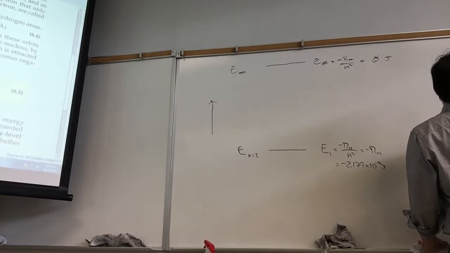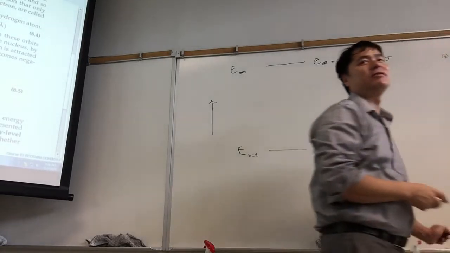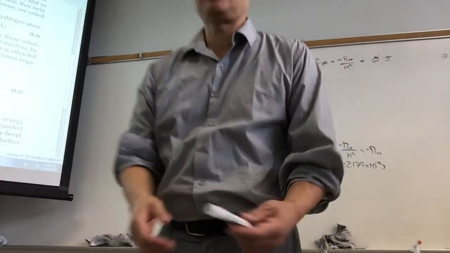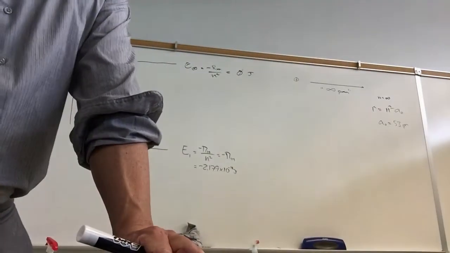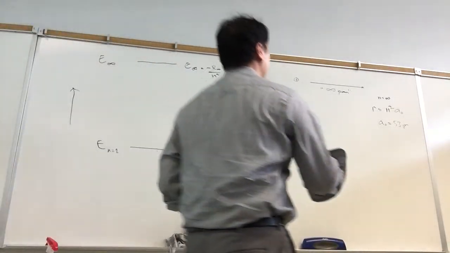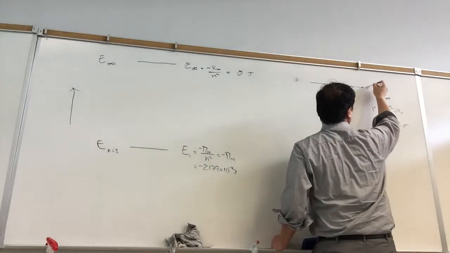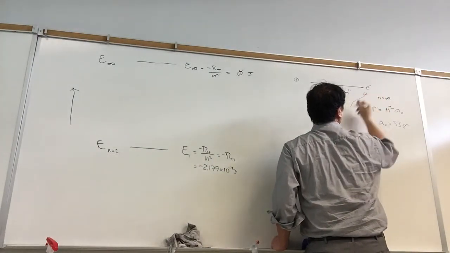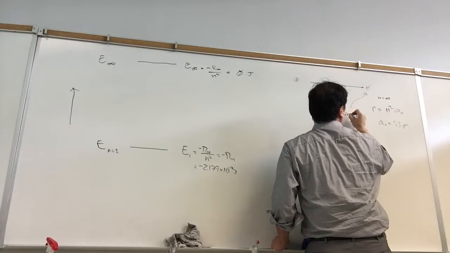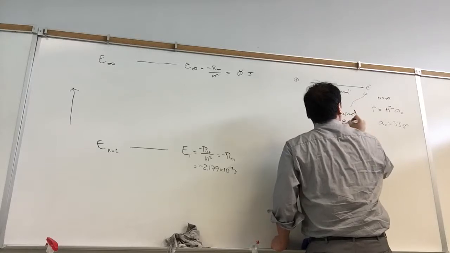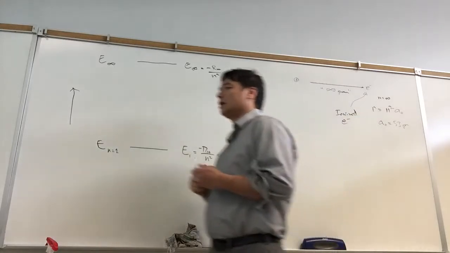Infinitely far away just means, well, what does that mean for an electron to be infinitely far? Well, it means it's completely out of the influence of the proton anymore. And so what we call this electron is an ionized electron. Ionized means it's just been ripped off the hydrogen atom completely. So we knock it off.